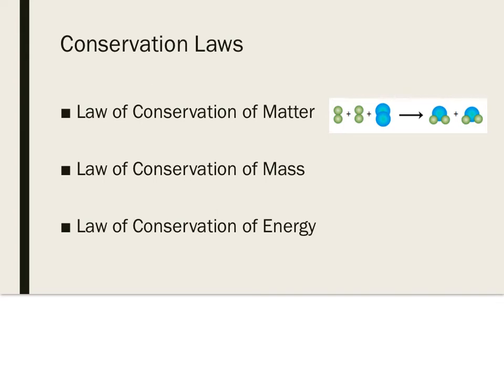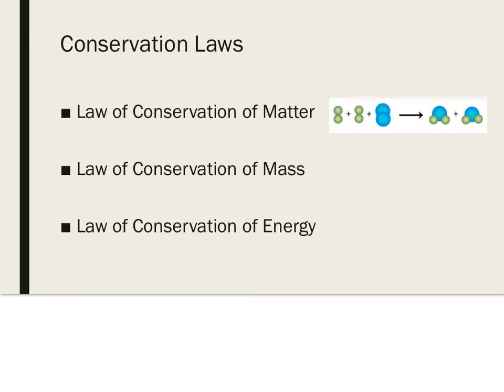Let's talk about some conservation laws. According to the law of conservation of matter, matter cannot be created or destroyed. It can only change forms. So if one atom of chlorine is present on the reactant side of the equation, the left side, then one atom of chlorine must be present on the product side, on the right side. The chlorine atom can combine with different atoms to form new substances, but it can't disappear from the equation.